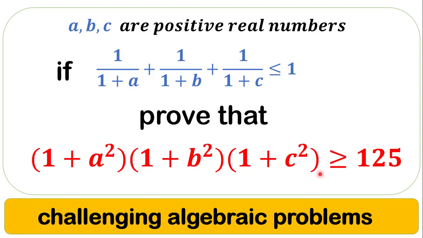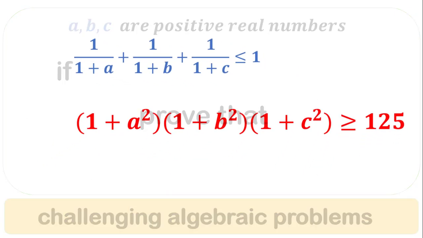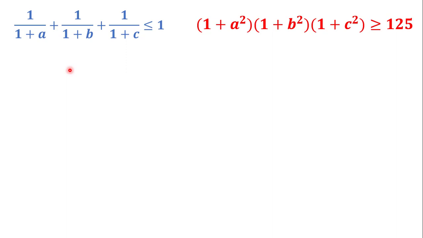In this video, we're going to solve a challenging algebraic problem. We are given that A, B, and C are positive real numbers, and if 1 over 1 plus A plus 1 over 1 plus B plus 1 over 1 plus C is less than or equal to 1, we're going to prove this inequality: 1 plus A squared times 1 plus B squared times 1 plus C squared is greater than or equal to 125.